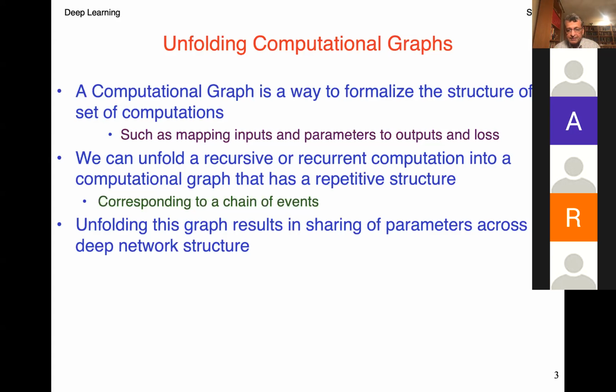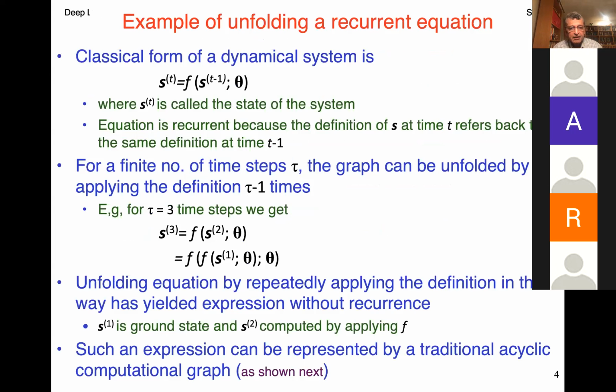Okay, in a computational graph, there is a repetitive structure corresponding to a chain of events. Unfolding this graph results in sharing of parameters across deep network structure. So we first look at unfolding. All right. So an example of unfolding. Actually in an equation like this, state at time t is a function of state at time t minus 1 and a set of parameters theta. It's called a dynamical system, in the sense the state at the present time depends on the state at the previous time, right? And a function maps it from the state at the previous time as well as the set of parameters to give us the state now. It's called the state of the system.